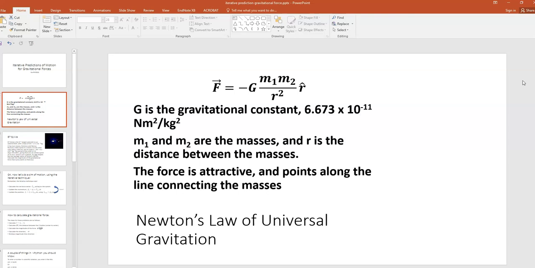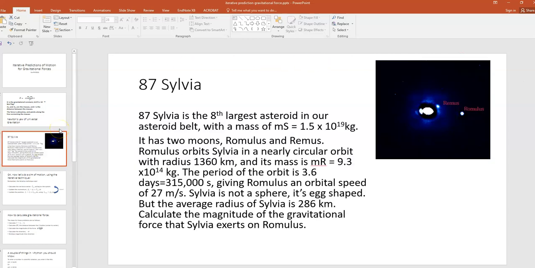Now remember that this force is attractive and points along the line connecting the masses. Via Newton's third law, the force on 1 from 2 is equal to minus the force on 2 from 1. So the force is along the direction connecting the masses center to center, pointing inward towards the other mass. So this is what we're going to simulate today.